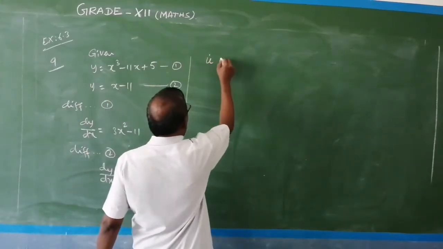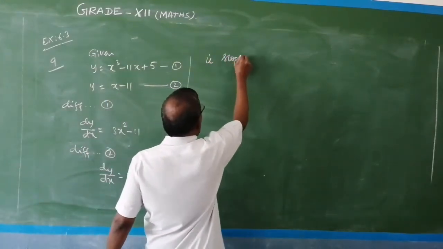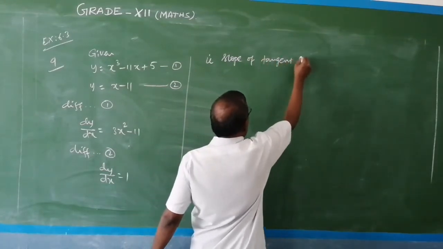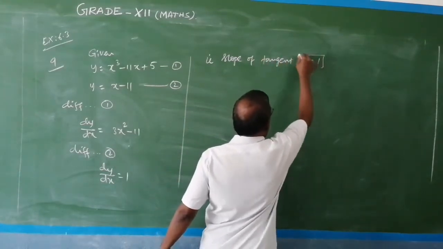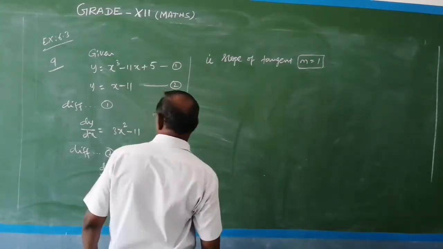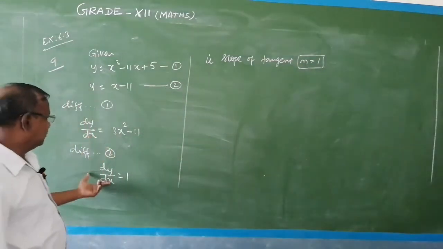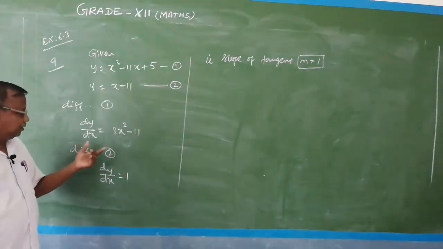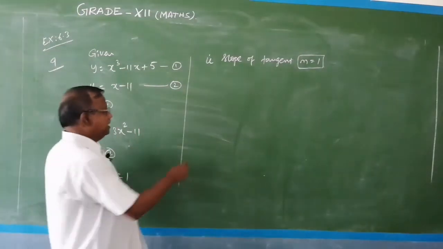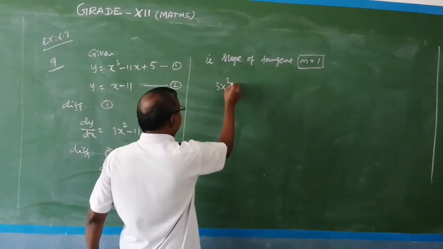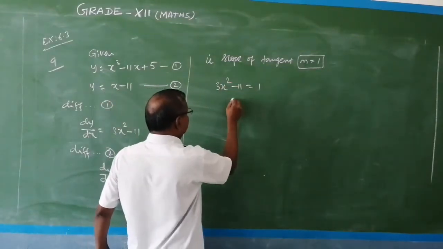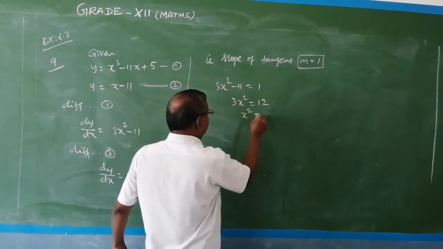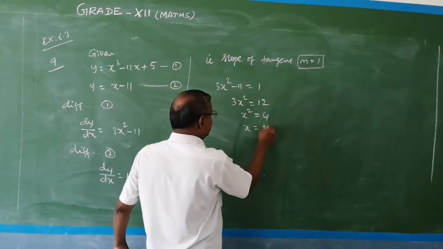That is slope of tangent m equal to 1. Now we have slope of curve equal to slope of tangent at the point of contact. So in order to find the point of contact, we need to solve these two. That means 3x square minus 11 equal to 1, or 3x square equal to 12 and x square equal to 4, x equal to plus or minus 2.